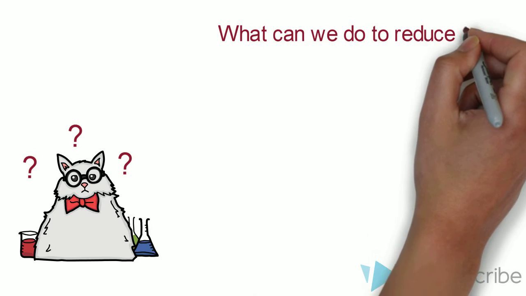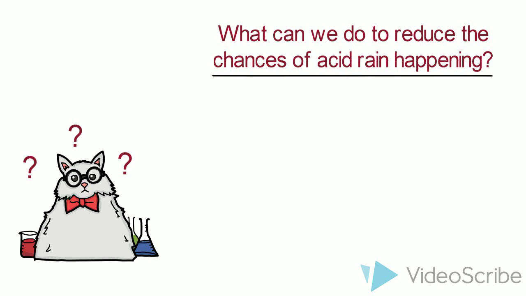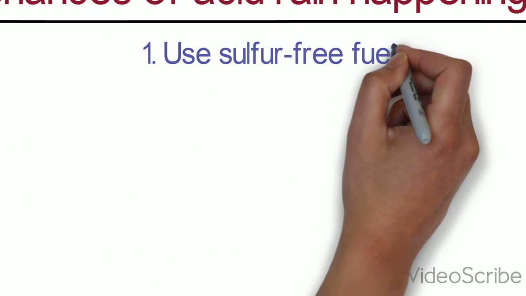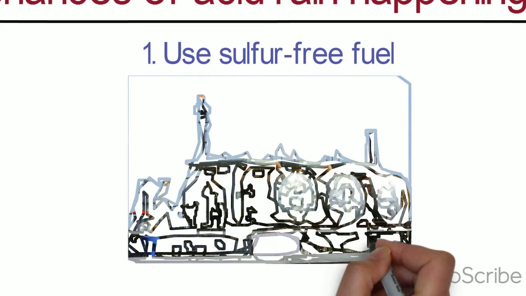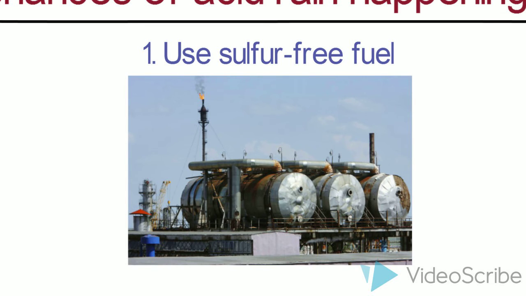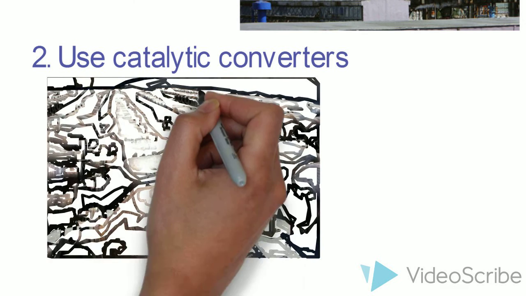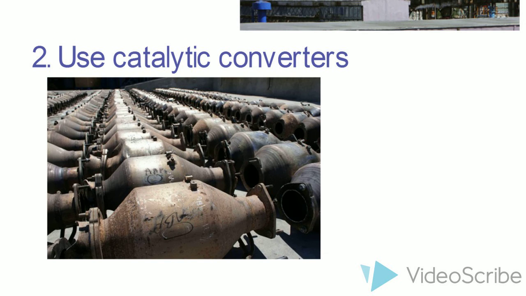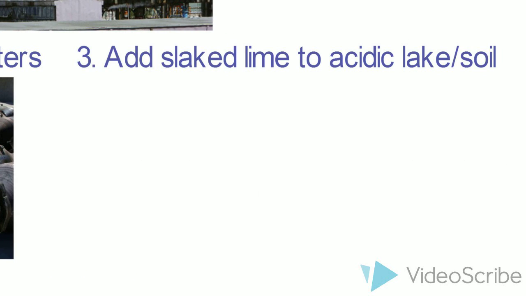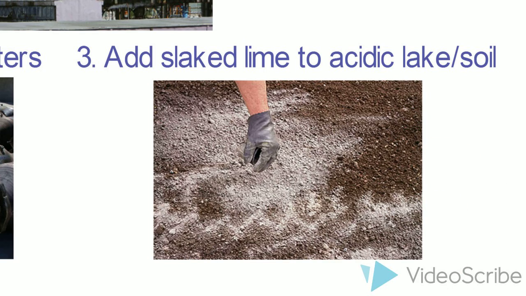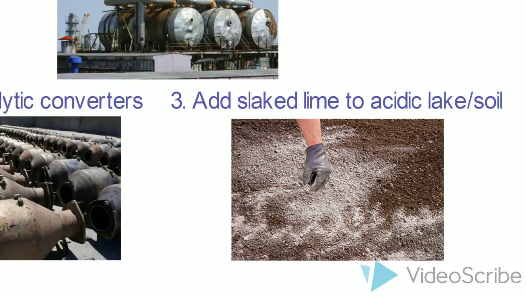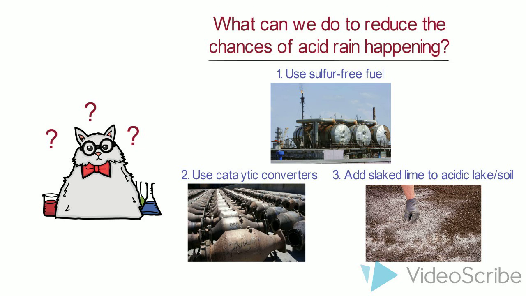Well, now, the thing that we should ask ourselves is what can we do to reduce the chances of acid rain happening? The first thing that we can do is to use fuels that contain little or no sulfur. This will in turn prevent sulfur dioxide from forming. Secondly, we can also use catalytic converters, which will reduce the amount of oxides of nitrogen that are released into the air. And this is in fact found in many modern vehicles right now. Last but not least, we can add slaked lime to soil or calcium carbonate to lakes or soil for neutralization. And these are just some of the ways that we can help to prevent acid rain from happening.